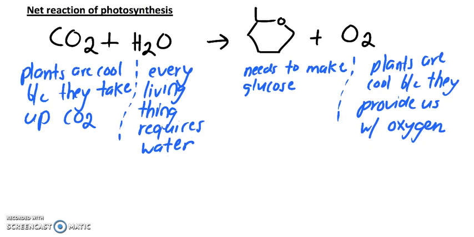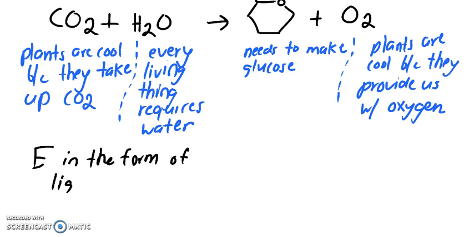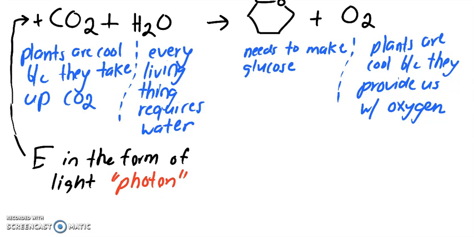Okay, the last reactant to include is energy in the form of light. And we call these photons. This is also one of our reactants here. So it will go up here, plus those two. And this reaction occurs in the chloroplast.